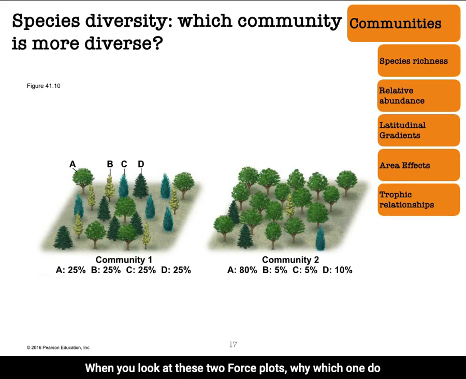When you look at these two forest plots, which one do you think is more diverse? If you said community 1, you're correct. Both communities have 4 tree species, A, B, C, and D. So in this example, both communities have the same species richness of 4. However, the number of individuals of each species is far more even in community 1 than in community 2. This relates to relative abundance.